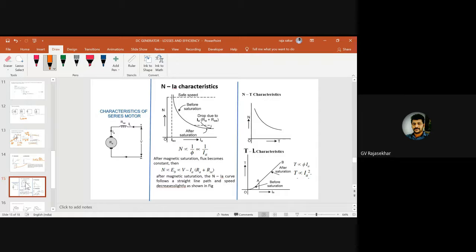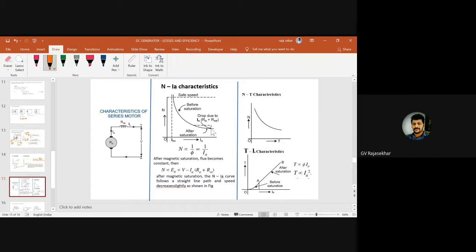So in a series motor, N is proportional to 1 by phi, and phi is the same as IL, which is the same as IA and ISH. In a series motor, IA is equal to IL is equal to ISH, so this phi is because of IA. So N is indirectly proportional to IA. That's why this is a very droop characteristic.